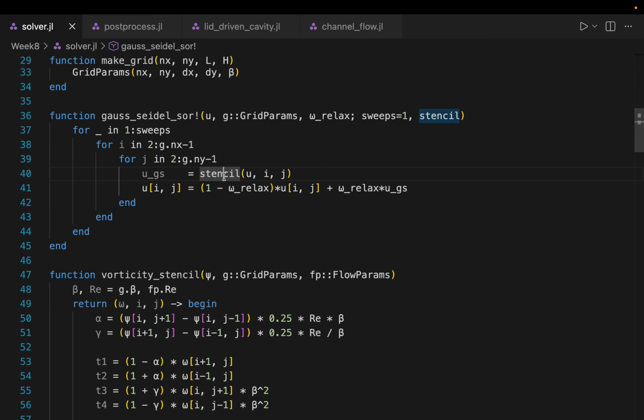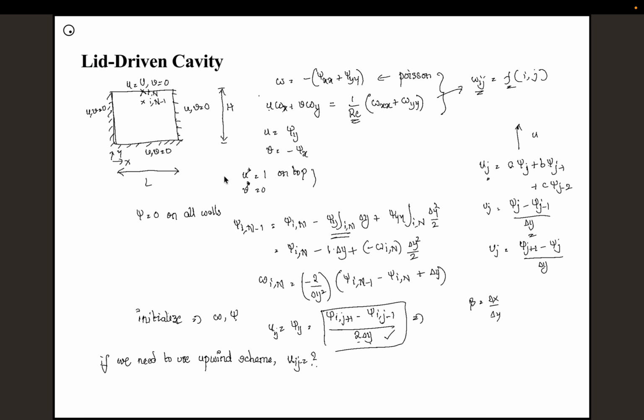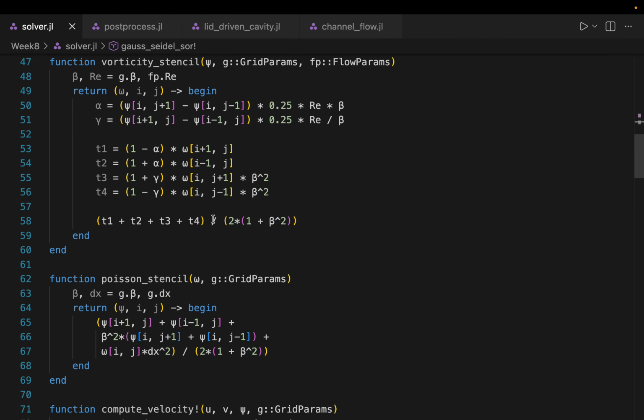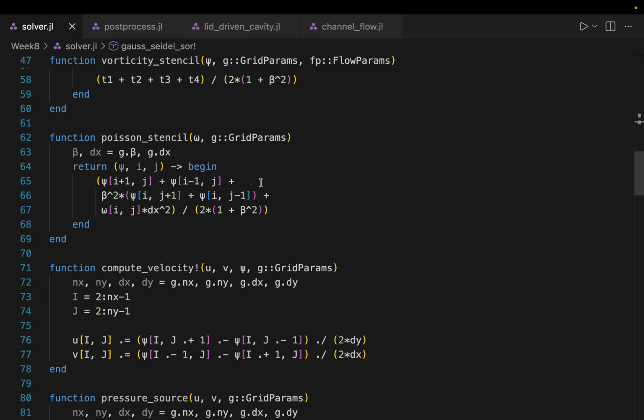So here we have two equations. One is this vorticity transport equation, which we will solve in the first step. Then we'll get a value of omega and use that to find the value of corresponding psi. That will be the second equation. So this is the Poisson equation. So for that, the stencil is again straightforward.